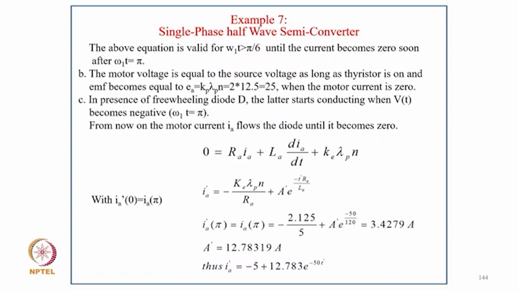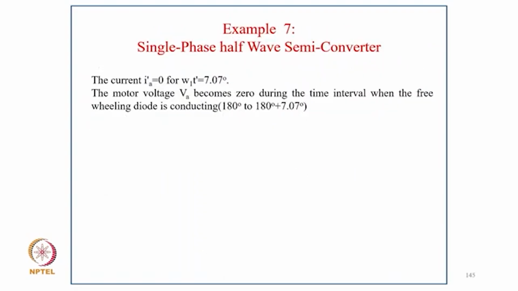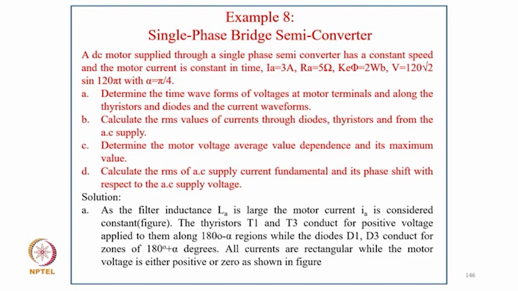So Ia dash equal to minus Ke lambda P n divided by Ra plus A dash e to the power minus t dash Ra upon L, and putting Ia dash at pi, the value comes to 12.78319, and thus Ia dash equal to minus 0.5 plus 12.783 e to the power minus 50 t dash, and the current Ia dash becomes 0 for omega 1t equal to 7.07 degree. The motor voltage becomes 0 during the interval when the freewheeling diode is conducting, 180 degree to 180 degree plus 7.07 degree. Now example 8, single phase bridge semi converter.